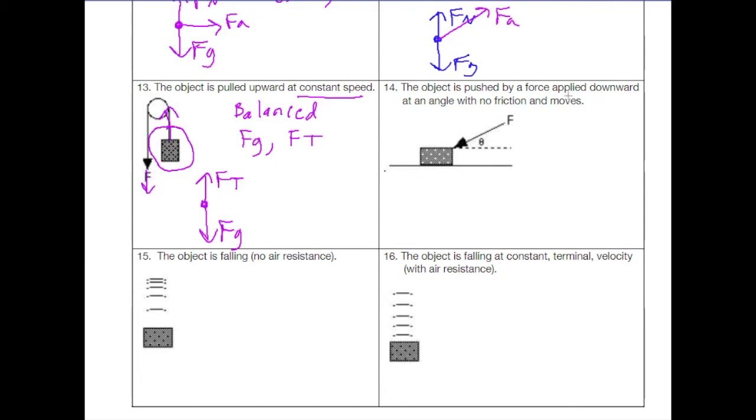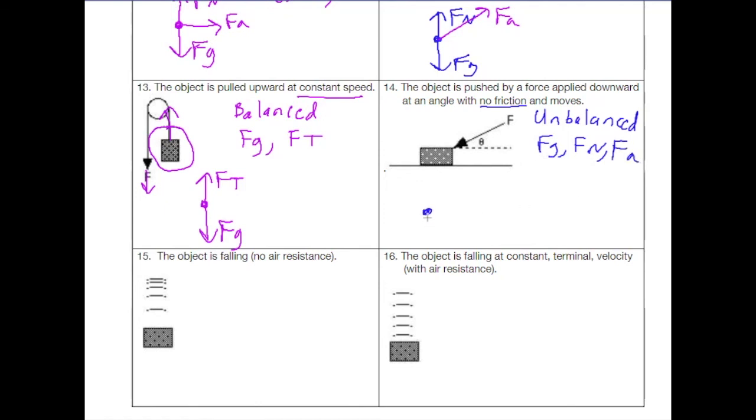14, the object is pushed by a force applied downward at an angle with no friction and it moves. Therefore, forces are going to be unbalanced, just like they were in a previous problem that had this. We know that we have force gravity, we see a surface, we have force normal, and then we see a force right there, so we have an applied force.